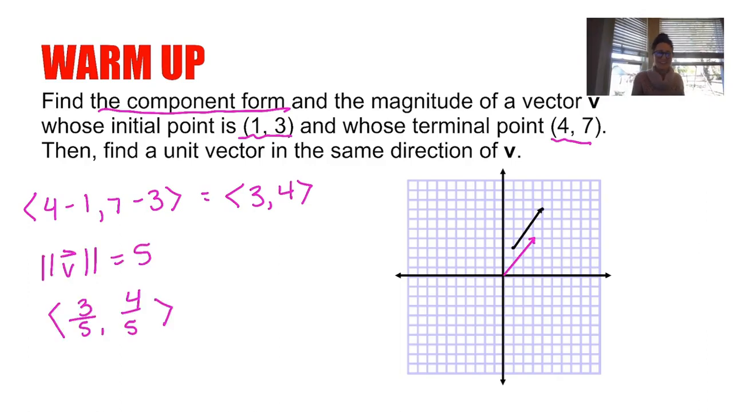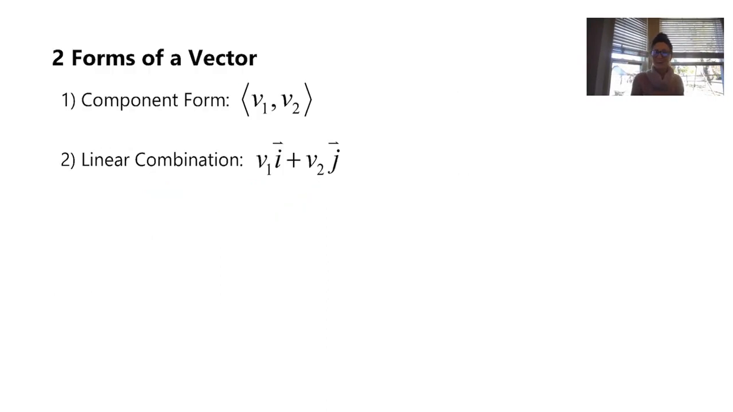All right, we should have gotten ⟨3/5, 4/5⟩. Notice that the magnitude of the initial vector was 5, so if the original vector had a length of 5, we want to divide by 5 or multiply by 1/5 to shrink it down to have a length of 1. All right, I'm going to force a pause on your screen. Can you please copy what I have, and then we'll talk a bit more about the two forms of a vector.